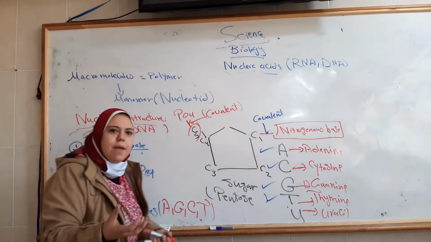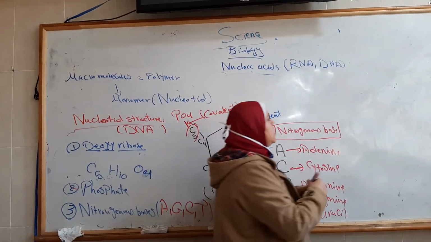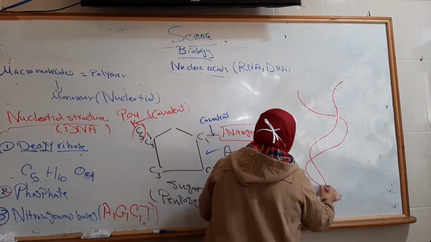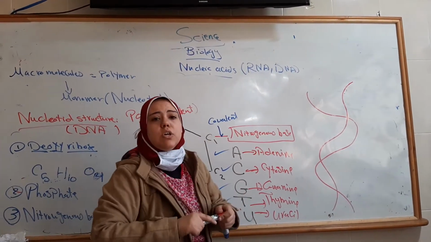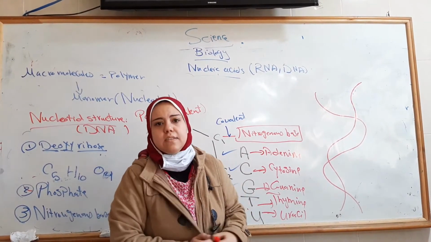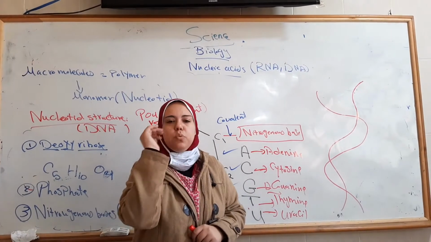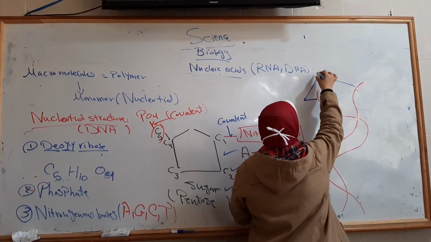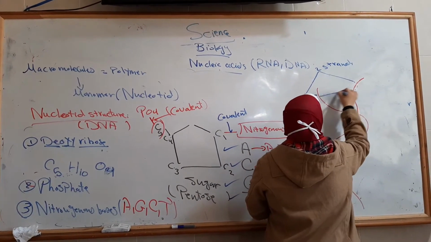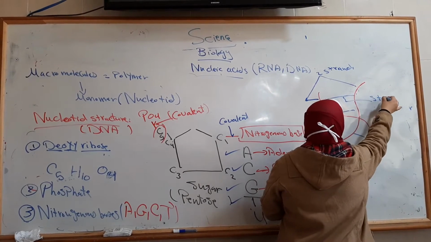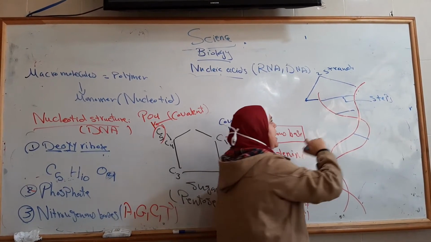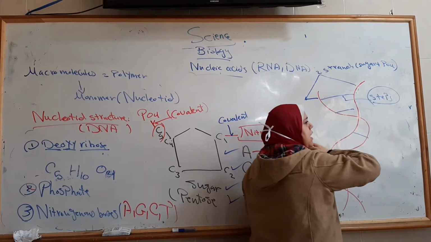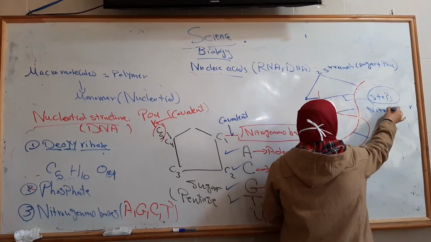What is the shape of the DNA? DNA is like this shape, like a ladder. The ladder consists of 2 sides, 2 strands, and between them, steps. So the strands here, 2 strands, and between them steps. The strands of DNA are sugar plus phosphate. The steps are the nitrogenous bases.